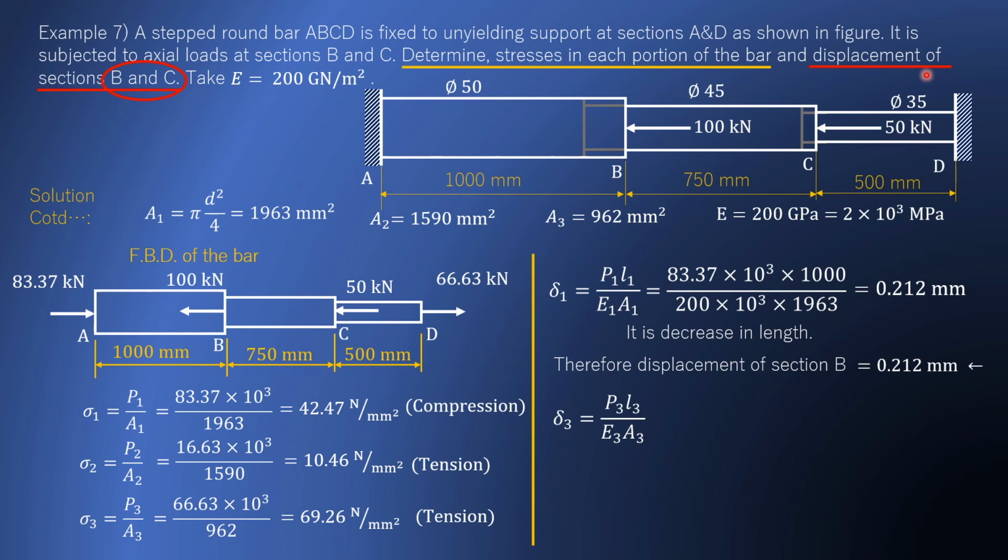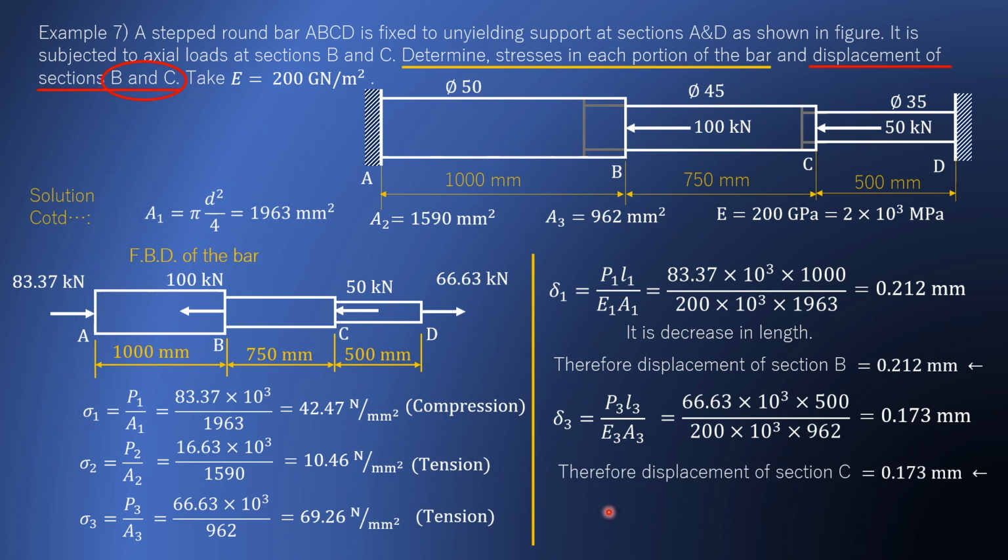Similarly, find delta 3. Now, delta 3 is elongation, an increase in length, because portion CD is experiencing 66.63 kilonewton tension. So put that value here: 66.63 into 10 raised to 3 Newton, 500 length of this portion, Young's modulus, cross-sectional area. We have substituted and found the deformation of portion CD. Deformation is an increase in length. So the length of portion CD has increased, that means point C has moved leftwards.